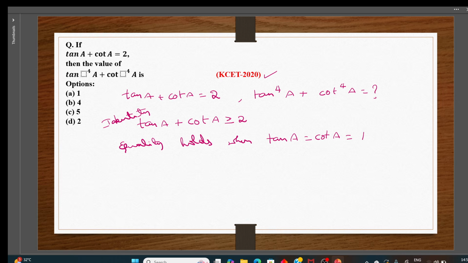When tan a plus cot a equals 2, then tan a is equal to cot a is equal to 1, so this condition is satisfied. Then tan a is 1 and cot a is 1. So tan to the power of 4a plus cot to the power of 4a is 1 to the power of 4 plus 1 to the power of 4, which is 1 plus 1 equals 2. What is the answer? 2 is the correct answer.